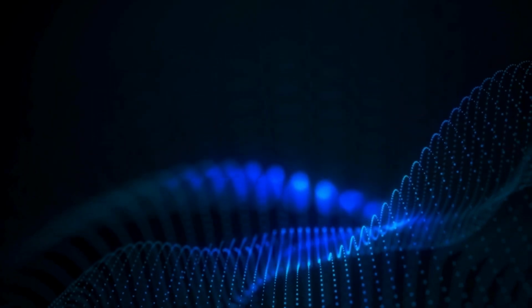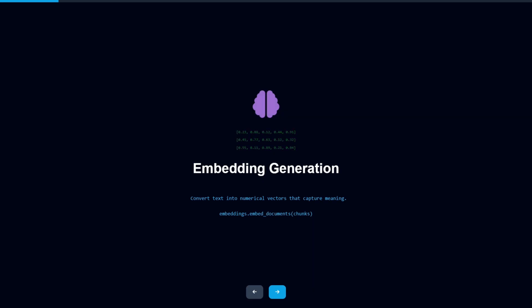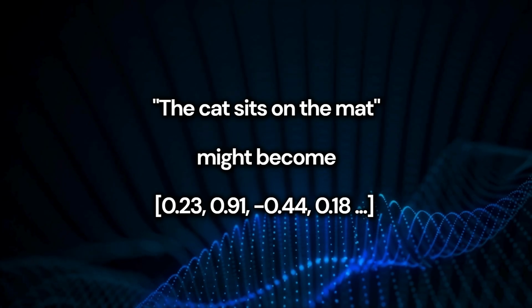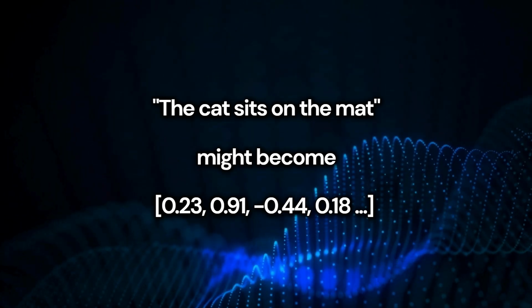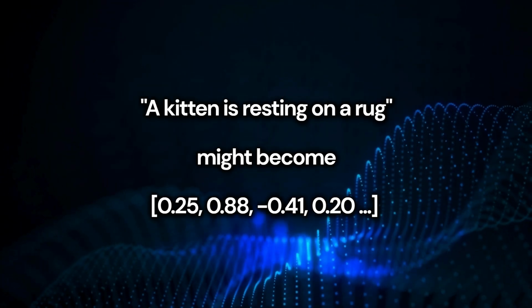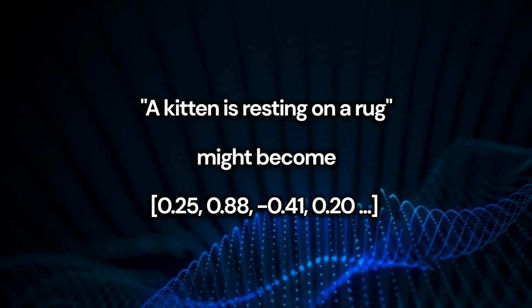And the next step, step three, is embedding generation. Now we have chunks, but computers don't understand text the way humans do. They understand numbers. So we need a way to convert text into numerical representations. This is where embeddings come in. An embedding is simply a list of numbers representing semantic meaning. For example, the cat is on the mat might become some numbers, and a kitten is resting on a rug might become some other numbers, as you can see here on the screen.